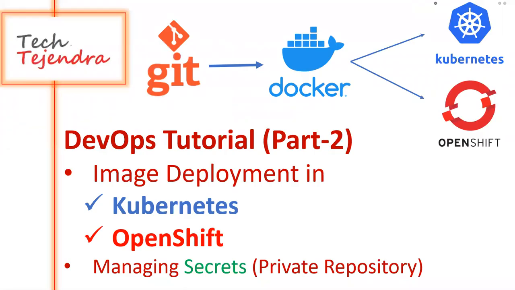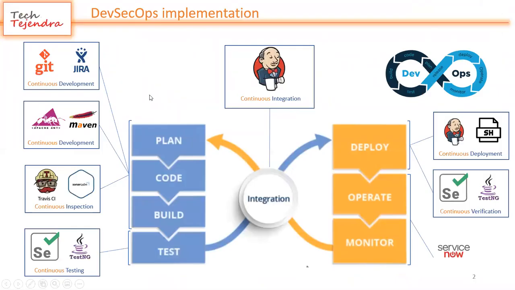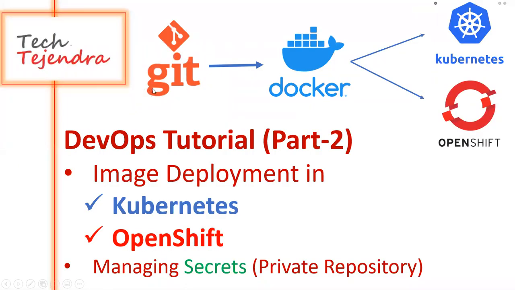So that's all for this tutorial. Now this pipeline is complete, starting from the Git, then we are building the image in Docker, and then we are pulling this image from the Kubernetes and the OpenShift cluster. So the complete CI/CD pipeline is in two parts, in DevOps tutorial part 1 and DevOps tutorial part 2. Thanks for watching.